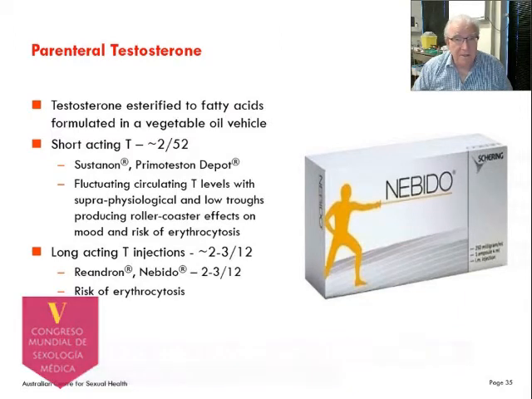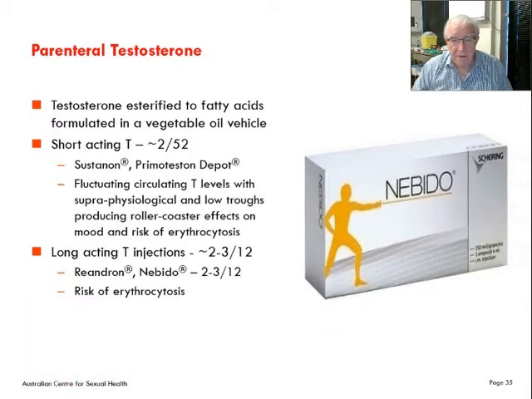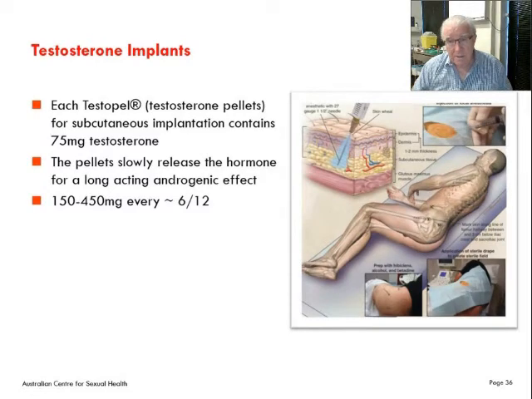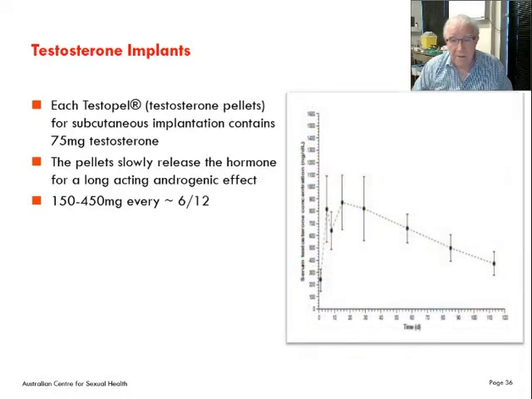Long-acting testosterone, such as Reandron or Libido, is administered every 2 to 3 months, and all parenteral testosterones are associated with an increased risk of polycythemia due to increased erythrocytosis. Testosterone implants have been used for many years. They contain crystalline testosterone and are inserted subcutaneously under a local anaesthetic, and offer hypogonadal men testosterone replacement for approximately 6 months, as the dose pharmacokinetic curve on the screen shows.